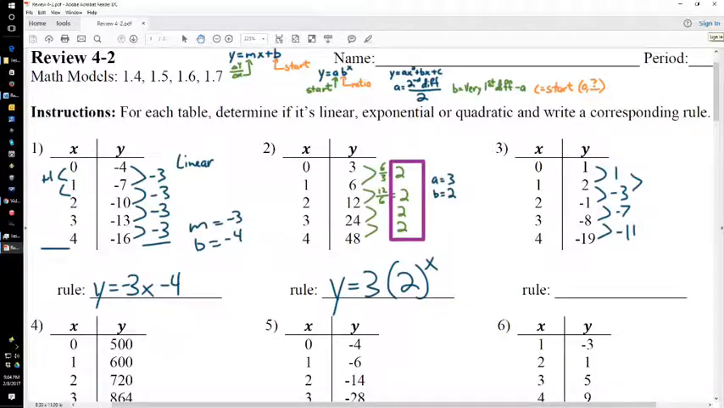Negative 3 minus 1 equals negative 4. Negative 7 minus negative 3 also equals negative 4. And negative 11 minus negative 7 is also negative 4. Okay, so our second difference is the same. Therefore, this is quadratic. We can say it's quadratic.